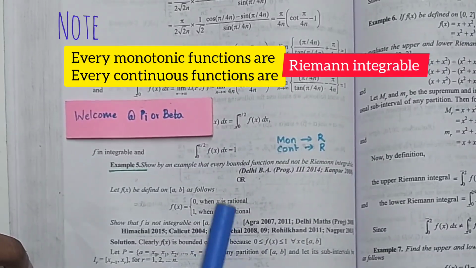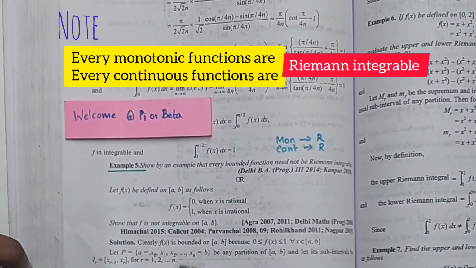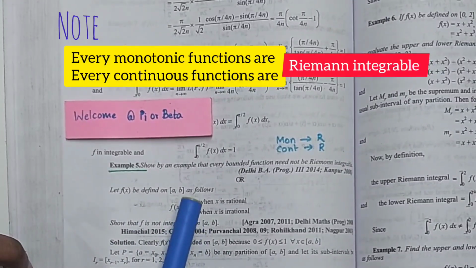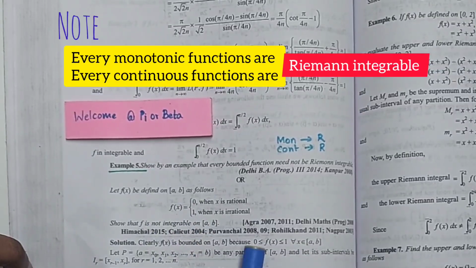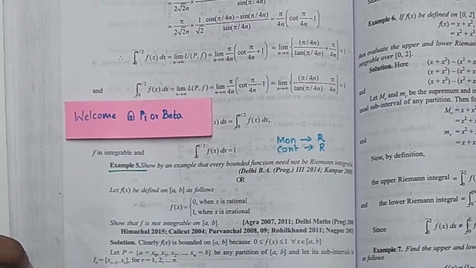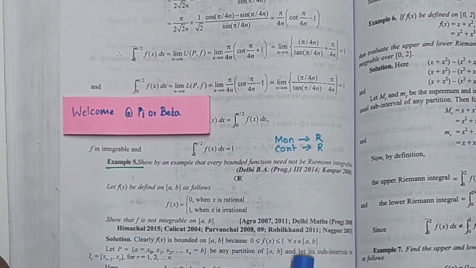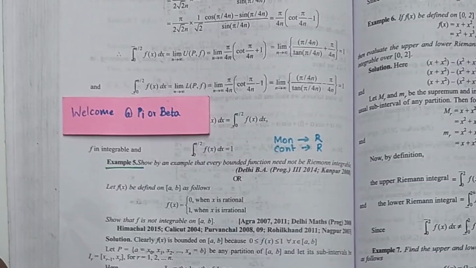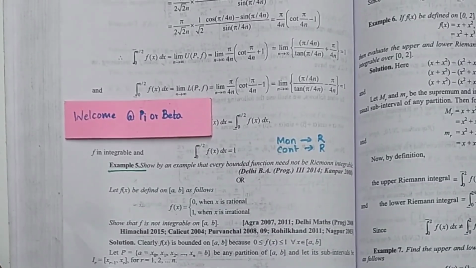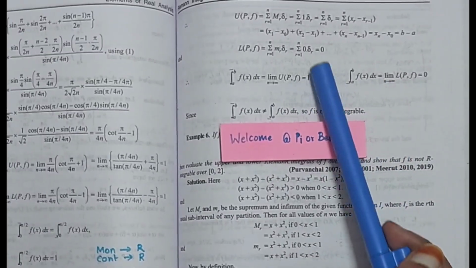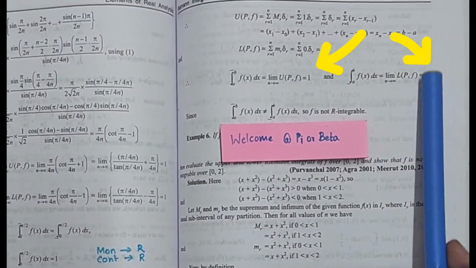Here this is not a continuous function, and it is a bounded function because the function lies between 0 and 1. So it is obviously bounded. You can take any interval [a, b], it can be 0 to 1 or 0 to 2, whatever. You partition it, and we take the upper sum and the lower sum. The upper sum is 1 and the lower sum becomes 0.